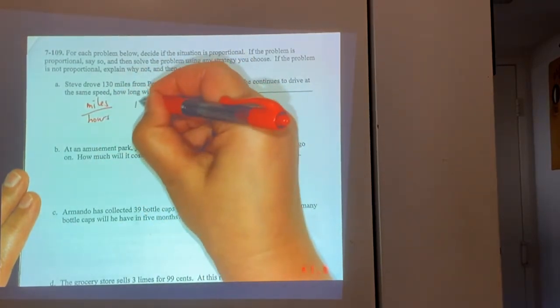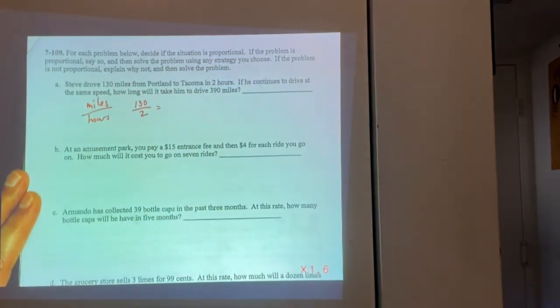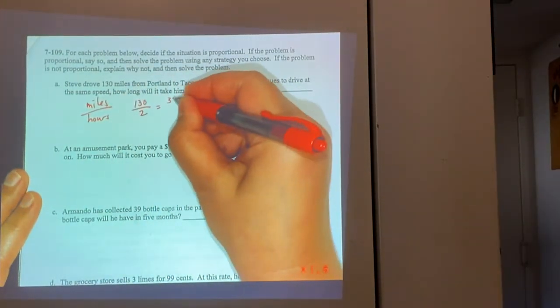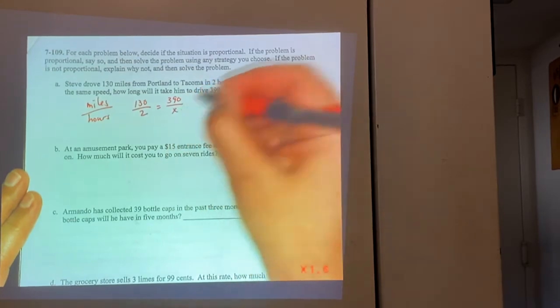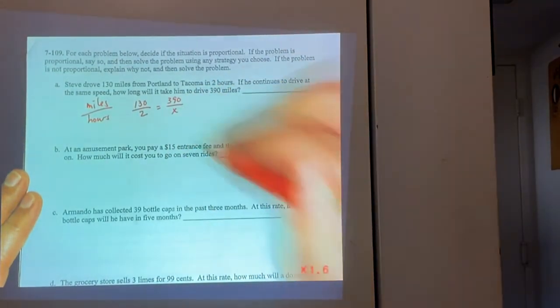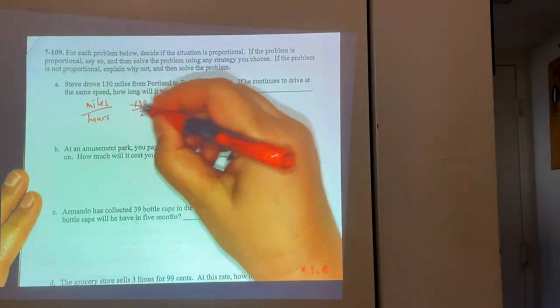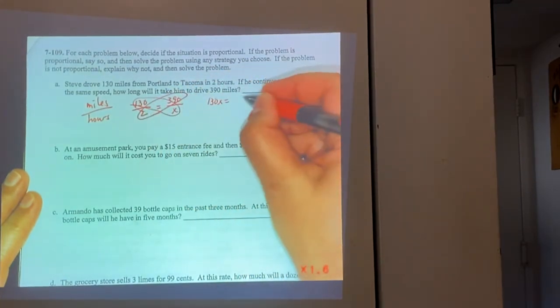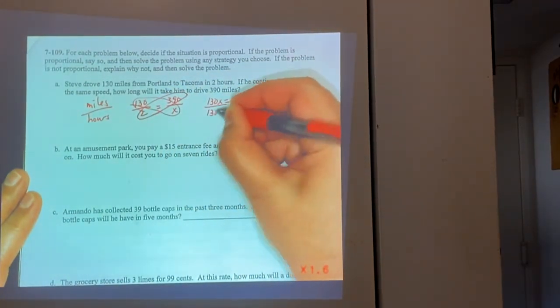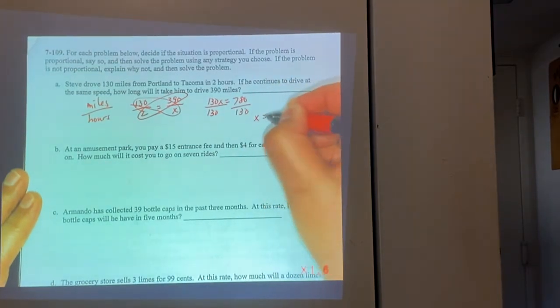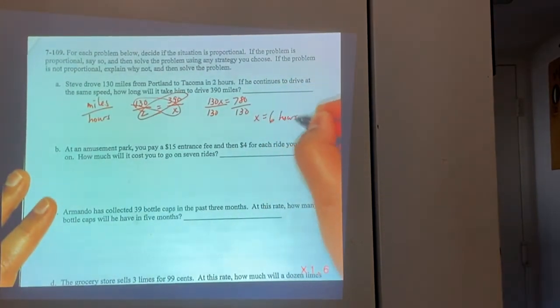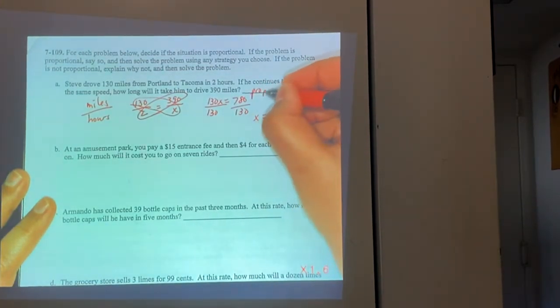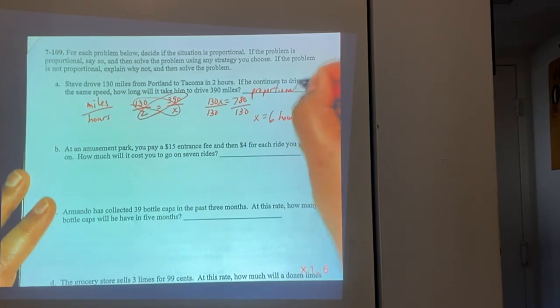We have 130 over 2. If he continues to drive at the same speed, how long will it take him to drive 390 miles? Well, miles goes on top, so 390 goes up here. There's my X. So then let's do crisscross. 130x equals, ooh, what's that? 780. 780 divided by 130. X equals 6 hours. Okay, so this was proportional, because I set up a proportion right here.